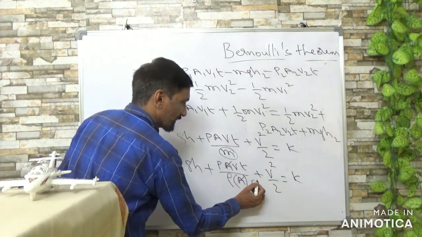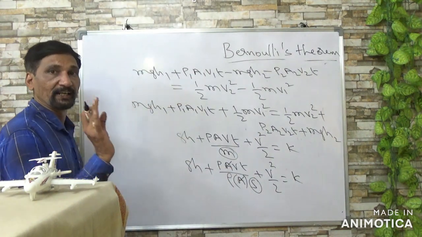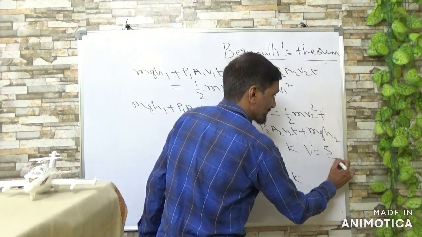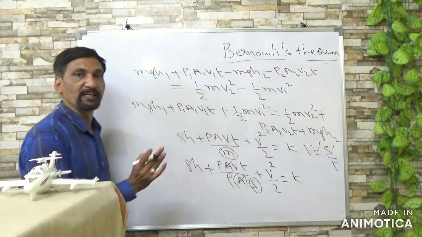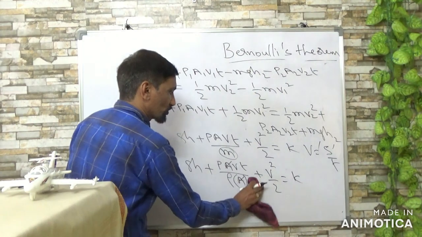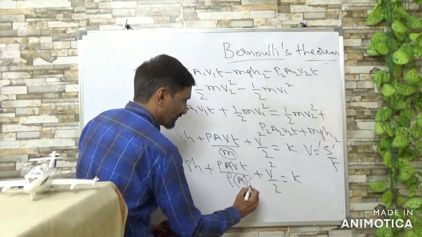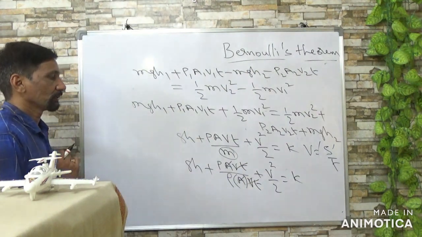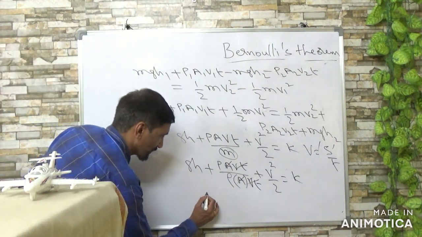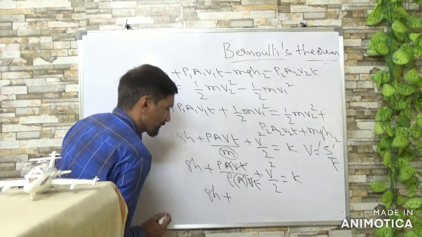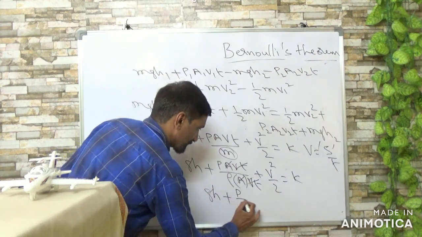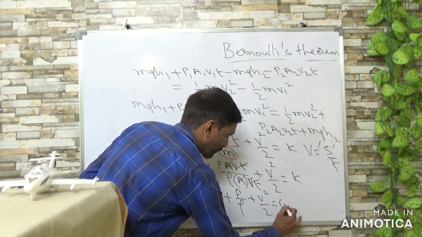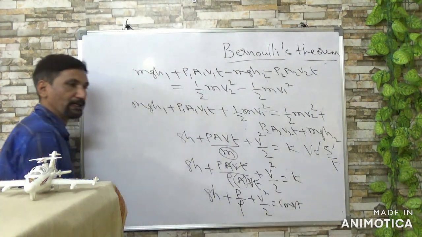Displacement can also be taken as velocity into time now, because velocity is displacement by time, then displacement is Vt, right? So this can also be taken as Vt, so this is also cancelled. Therefore, what is the general equation? GH plus P by rho plus V square by 2 is always constant.